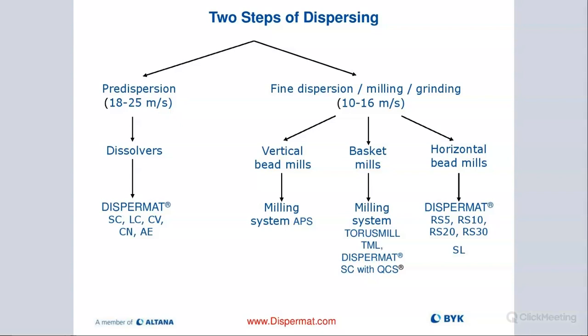And there we have our vertical mills. We have what's called an APS system, stands for air pressure system. I'll show you that in a little bit. We have our basket mill system called TML, and then we also have horizontal medium mills called SL in the lab space and RS in the manufacturing arena.